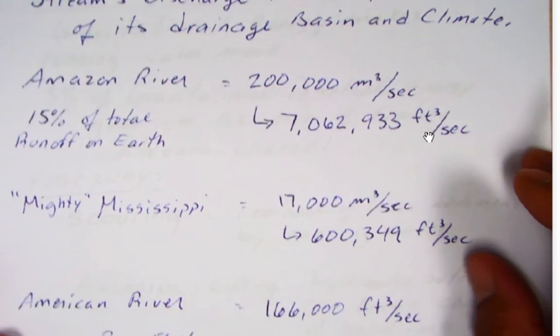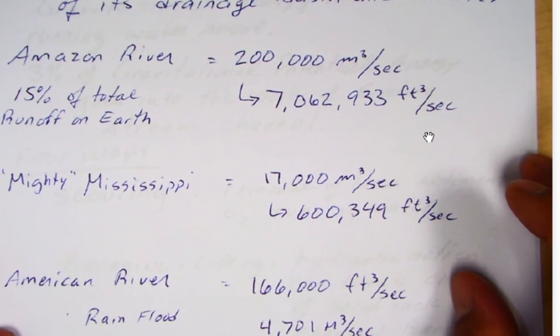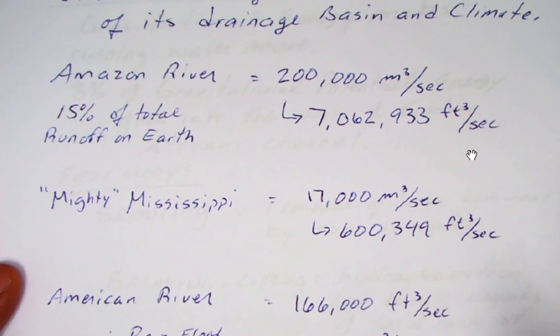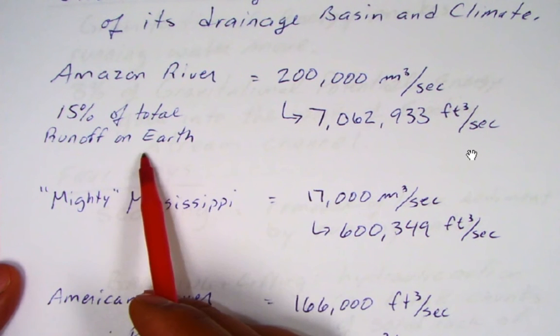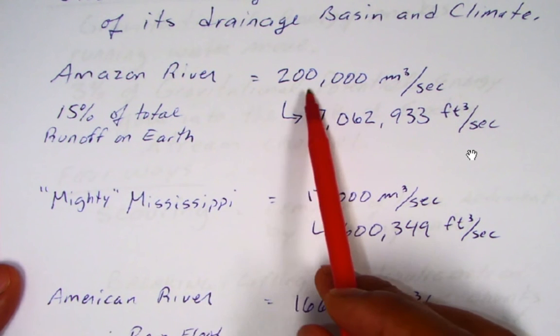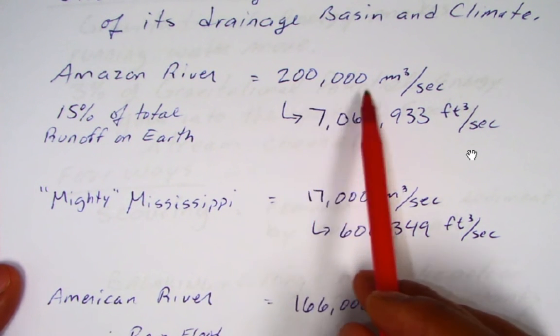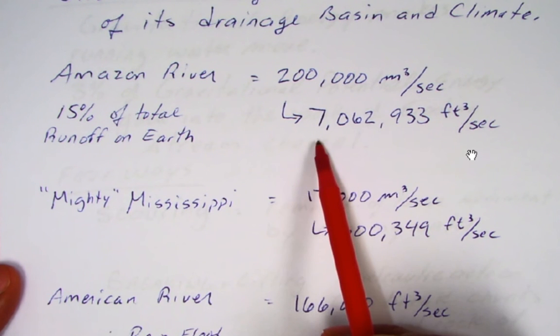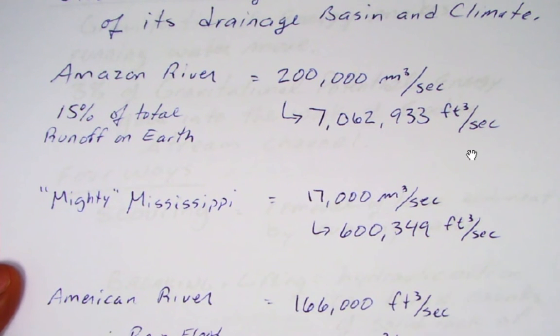The Amazon River, I showed you an image of its drainage basin. It's an enormous drainage basin. It's 15% of total runoff on Earth, and its discharge is 200,000 cubic meters per second. Well, that's over 7 million cubic feet per second. That's incredible. It's hard to imagine how much water that really is.